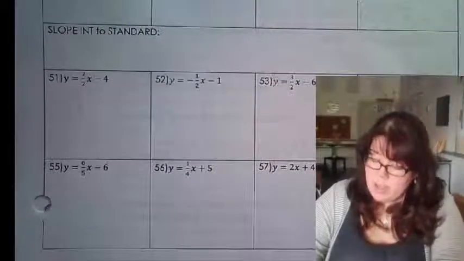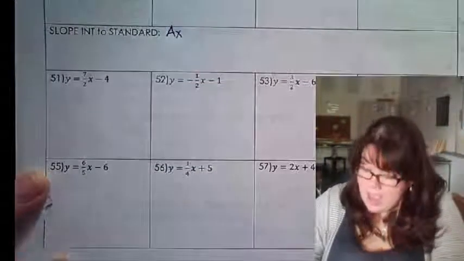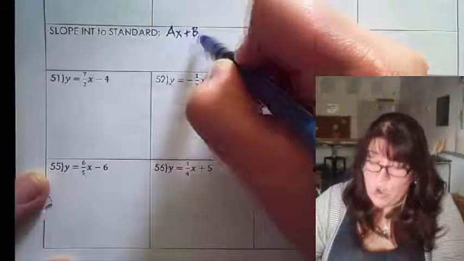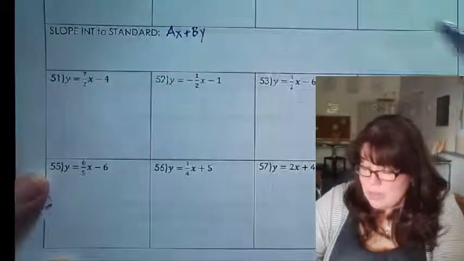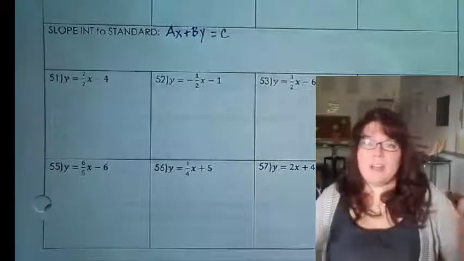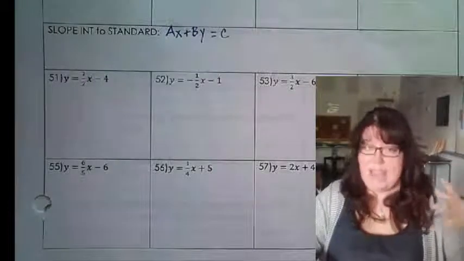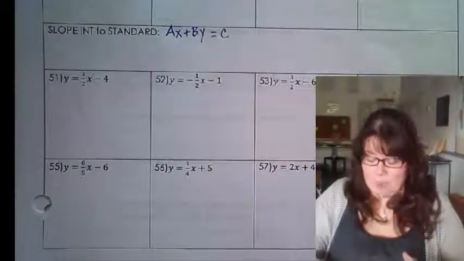Standard form. There will be some number times x and some number times y, and it will be equal to another number. Okay? So that's what your final answer will look like. Now, let's talk about what needs to happen in order to make it look this way.